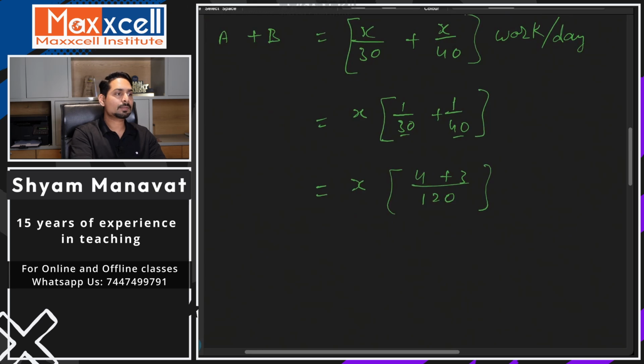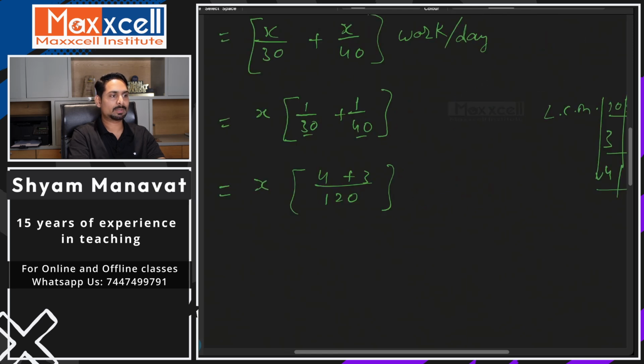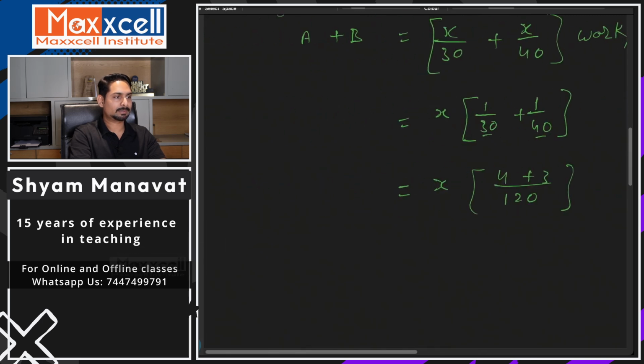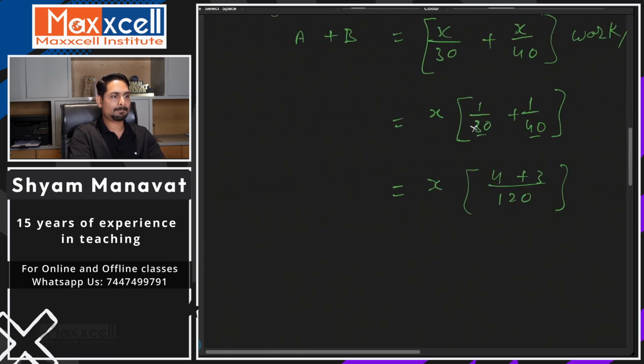Now we need to make both denominators 120, right? To make this part 120, I multiply by 4, then in the numerator also I have to multiply by 4. Here I multiply by 3, so in the numerator also I have to multiply by 3. That's how you get the same denominator.